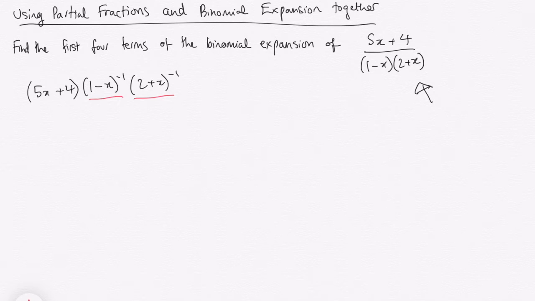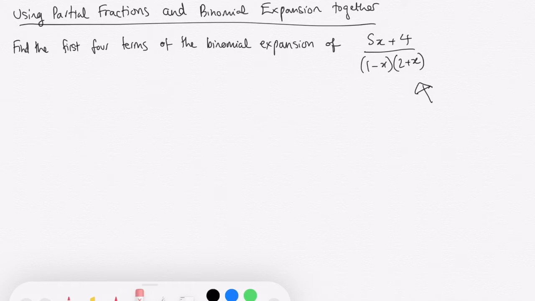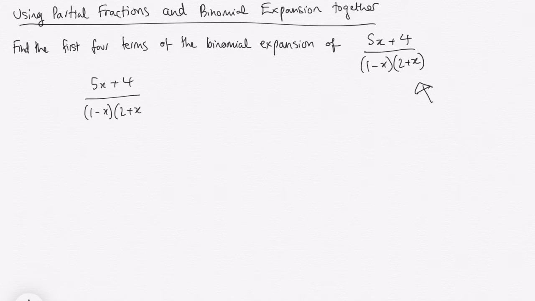But multiplying out three different expressions can get quite complicated and lead to errors. So approaching this using partial fractions is possibly a better way to go. The first thing we would like to do is express this in partial fractions. We know the form we are interested in is that (5x plus 4) over (1 minus x)(2 plus x) is identical to A over 1 minus x plus B over 2 plus x.